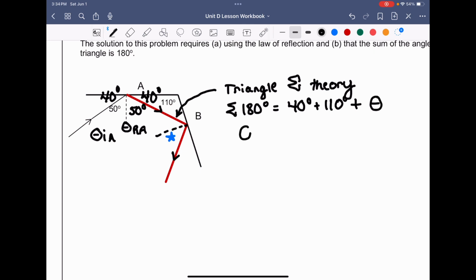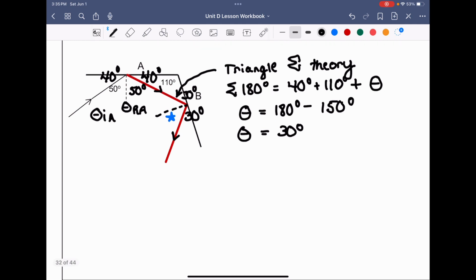So this theta is going to be equal to 180 minus 40 plus 110, which is 150. So the angle between the wave ray and the surface B is going to be 30 degrees here. We could fill this in as 30. That means by symmetry this is 30. Now the easy thing for us to do is figure out the angle of incidence at B and the angle of reflection. Specifically, we want the angle of reflection, but if we know one, we know both of them.